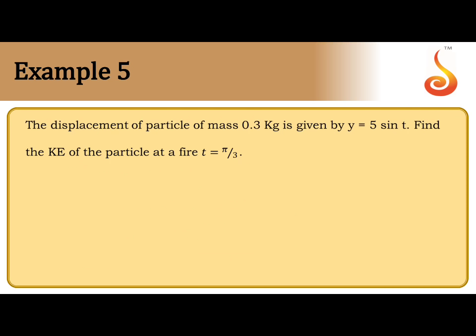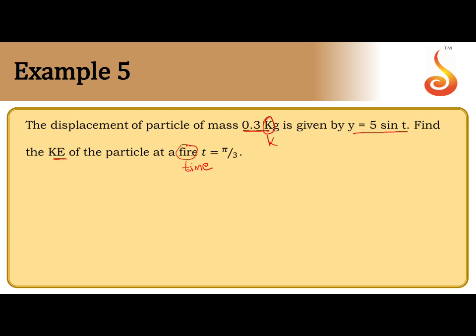Now this is a different type of problem where the displacement of the particle is given. We have to find the kinetic energy. Here, the displacement of a particle of mass 0.3 kg is given by this equation. Find the kinetic energy of the particle when the time is. This is not phi, this is time. There is a typo, and again here it is not capital K, it is small k.